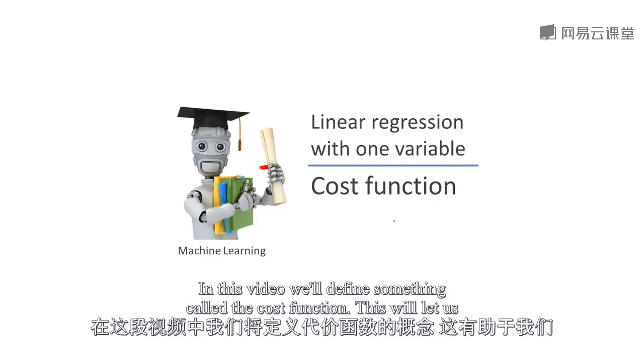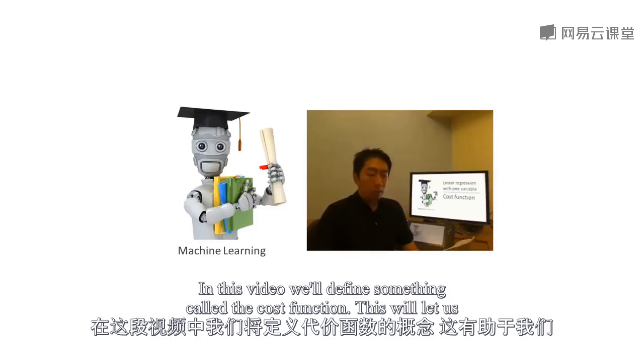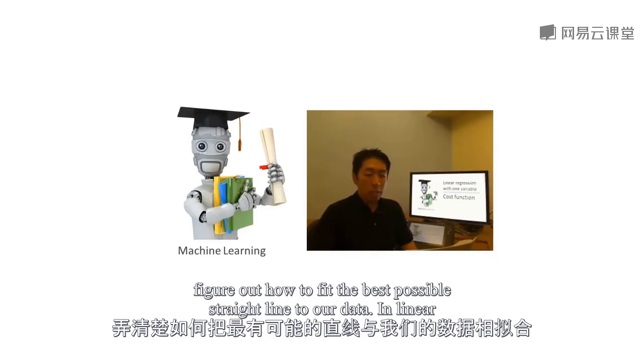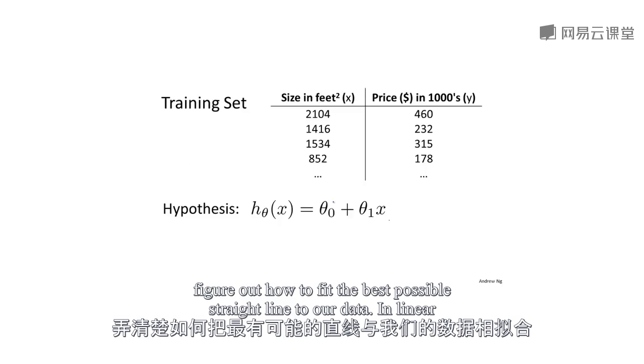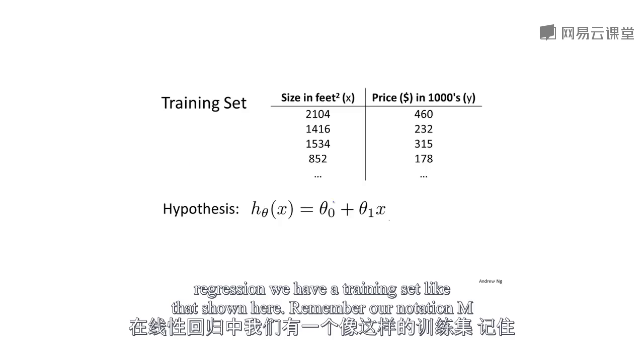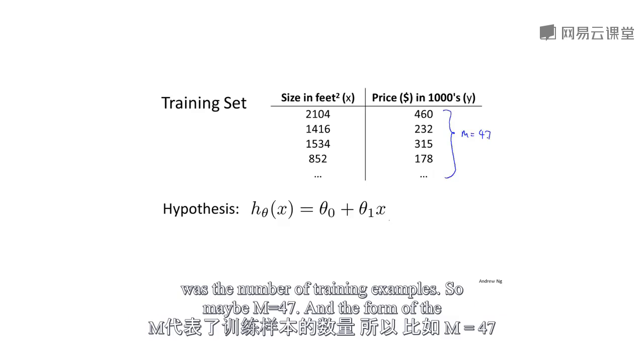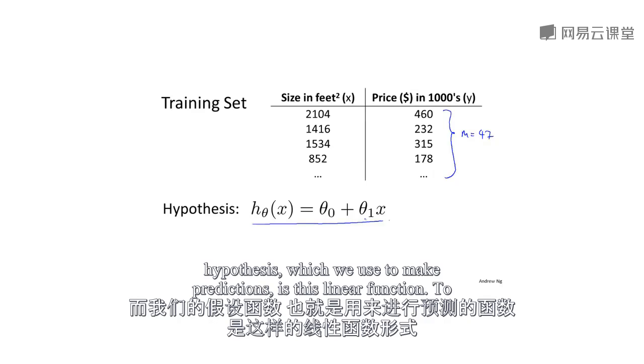In this video, we'll define something called the cost function. This will let us figure out how to fit the best possible straight line to our data. In linear regression, we have a training set like that shown here. Remember our notation, m was the number of training examples, so maybe m equals 47. And the form of our hypothesis, which we use to make predictions, is this linear function.